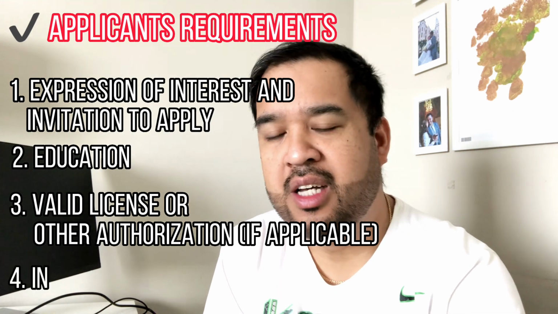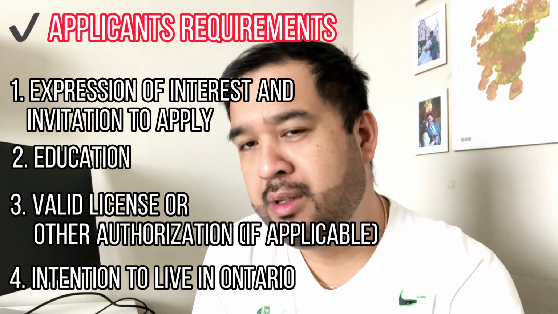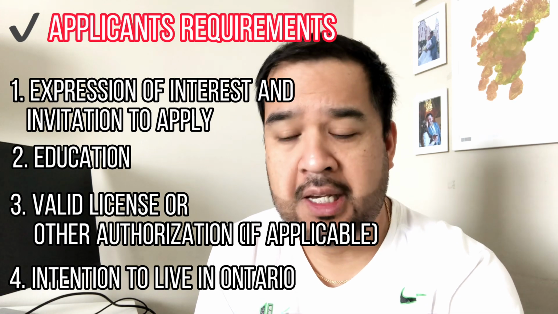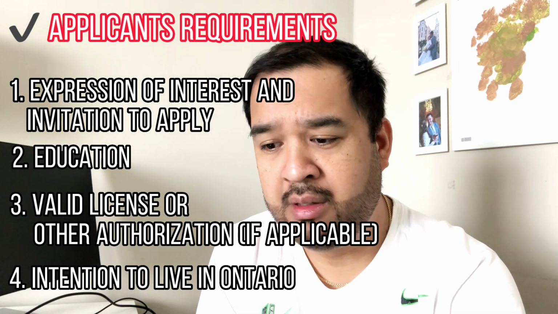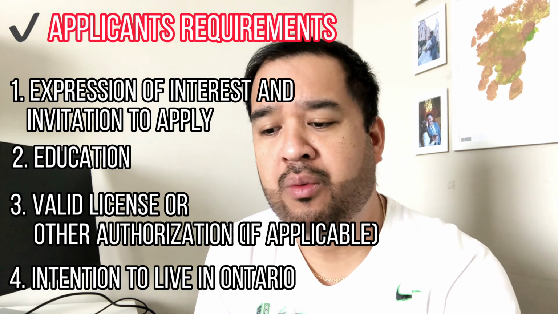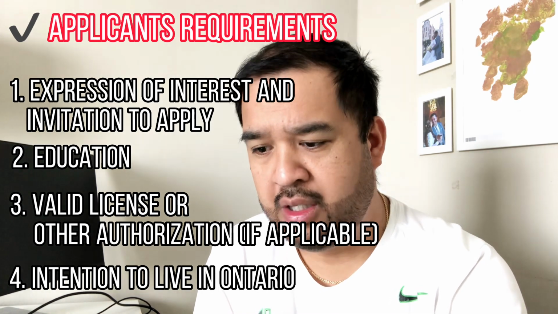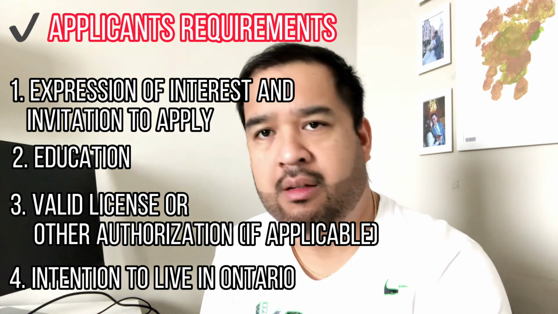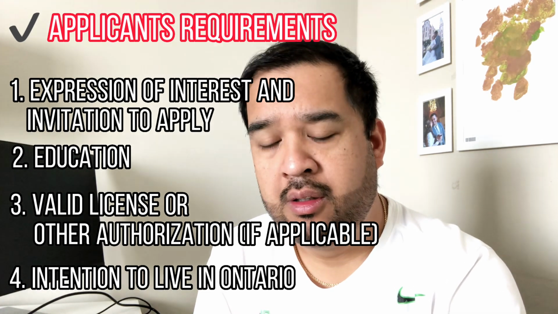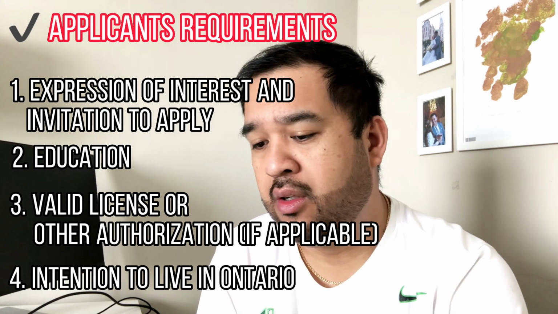So number 4 is the intention to live in Ontario. This is one of the very important things for you to be able to show that you really want to stay here in Ontario. You need to show some ties, like if you are working or having work in Ontario, they would determine this by examining your ties to Ontario, which includes working or having work in Ontario. If you stay here for a while, you need to show your ties.